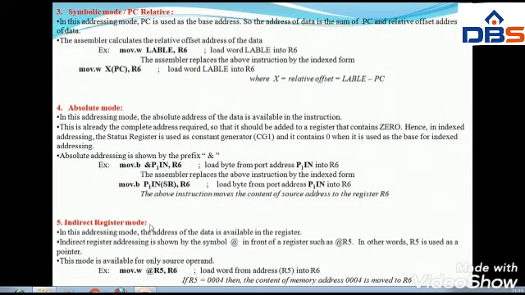Indirect register mode. In this addressing mode, the address of the data is available in the register, but in an indirect format. Here it is denoted with the symbol @ in front of a register, such as @R5. In other words, R5 is used as a pointer. Coming to the example, move word @R5 to R6.